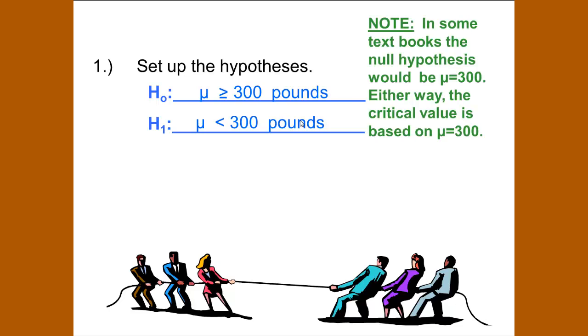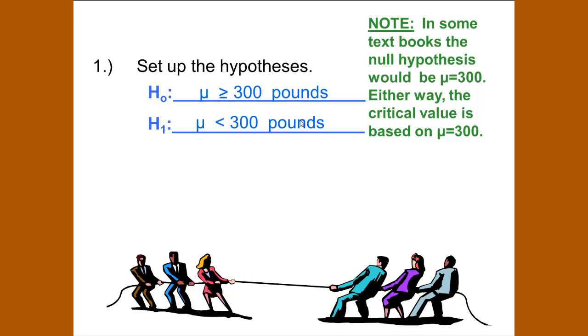In some textbooks, the null would be just listed as the mean is equal to 300. Either way, the critical value is based on the mean being 300. Now, here is a hard part. Different teachers and textbooks cover this a little differently than Mrs. Borlaug. For Mrs. Borlaug, what you want to prove is how she refers and thinks about what goes into H1. And the opposite statement will always have the equality and go into the null.